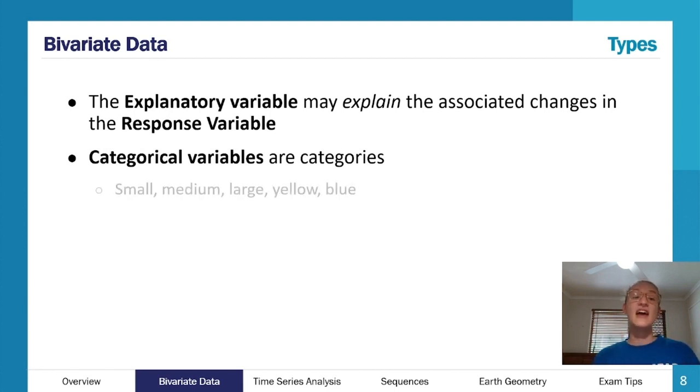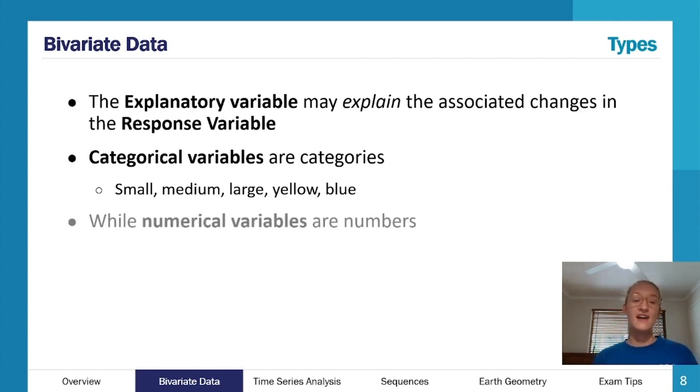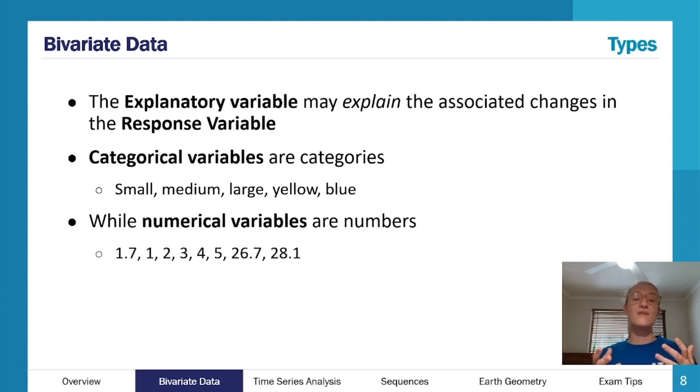The next is categorical variables. When we think categorical variables, we're thinking categories: small, medium, large, yellow, blue. These are all categories, data that fits into different categories. On the other hand, we have numerical variables, which are any variables that give us number results. So 1.7, 2, 26, 60,000, it could be anything.